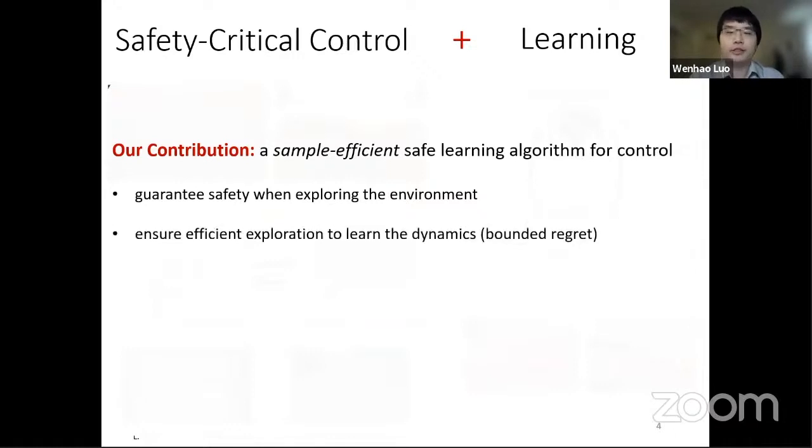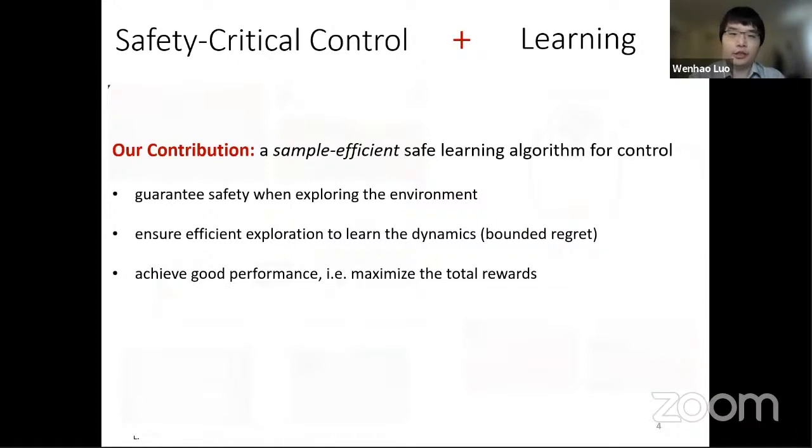And second, instead of just letting the robots stay still and doing nothing, we wanted the robots to ensure efficient exploration to learn the system dynamics. And lastly, besides this exploration and safety guarantee, we also want the robots to achieve good performance in terms of maximizing the total rewards, because we don't want the robots to densely explore everywhere just for learning the system.